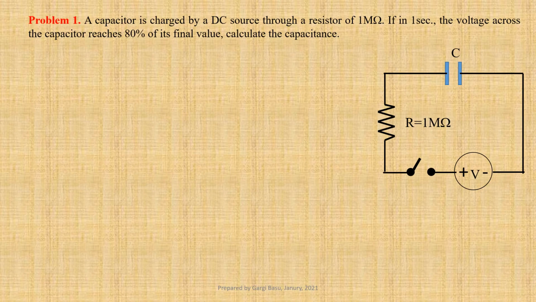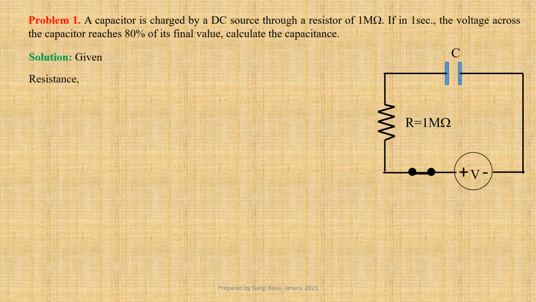Problem number 1. A capacitor is charged by a DC source through a resistor of 1 mega ohm. If in 1 second the voltage across the capacitor reaches 80% of its final value, we have to calculate the value of the capacitance. Let us first jot down the data given.